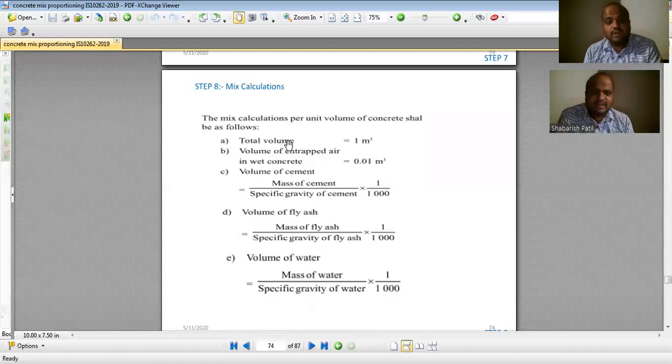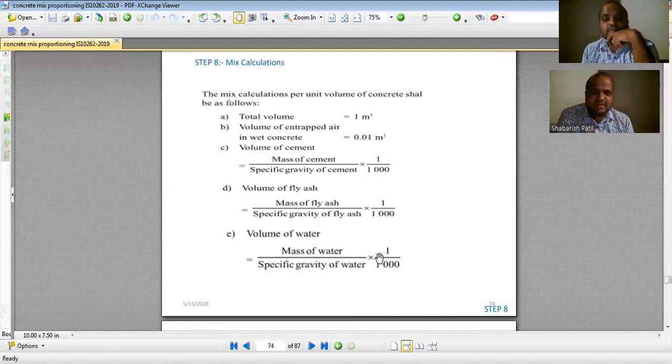What is my total volume? I'm giving the mix proportion for 1 cubic meter. So the volume of entrapped air is approximately the value I have written, or otherwise I am supposed to refer to the table for entrapped air. Then volume of cement equals mass of cement divided by specific gravity, into 1 by 1000. Mass of the cement and specific gravity of cement will be known to us, and then we get the volume of cement. Similarly, volume of fly ash is mass of fly ash divided by specific gravity, into 1 by 1000. Similarly, volume of water is mass of water divided by specific gravity, into 1 by 1000.